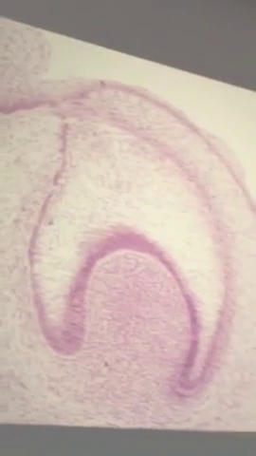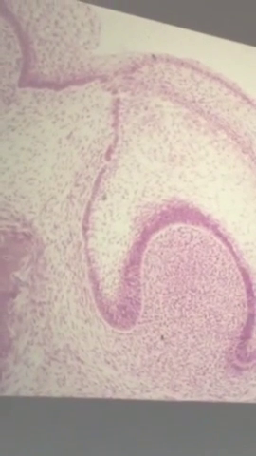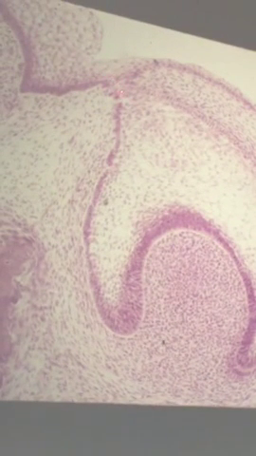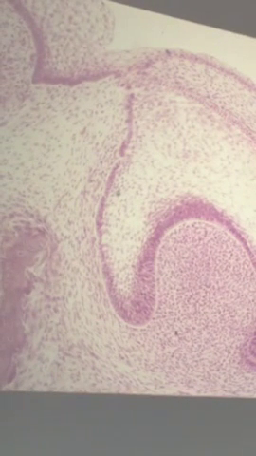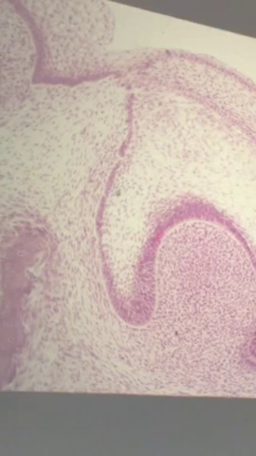Okay, so what stage do we have here? Cap stage. And so this is what? And the lamina, this is the outer enamel epithelium. What's that there? Cervical loop. And there is the inner enamel epithelium.